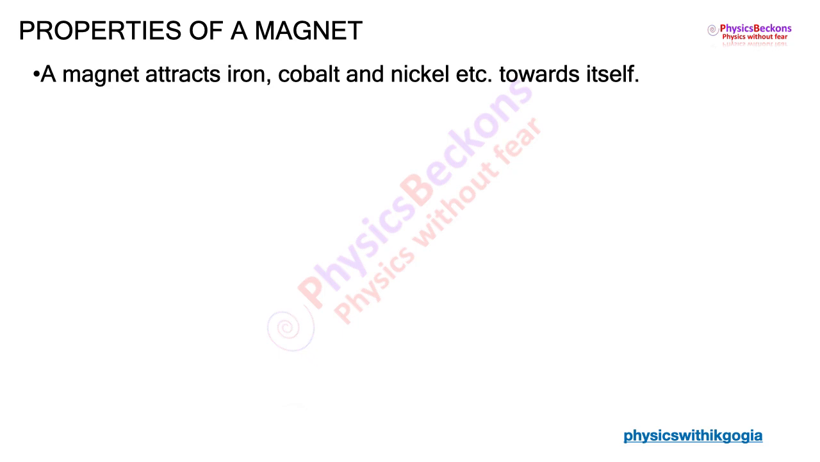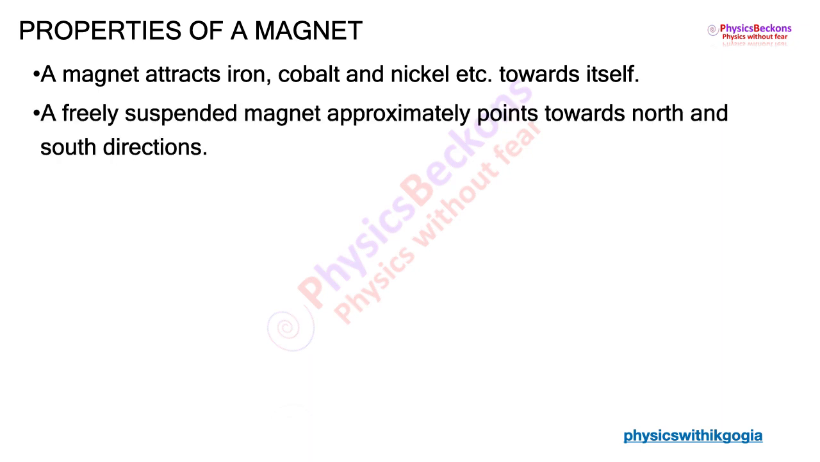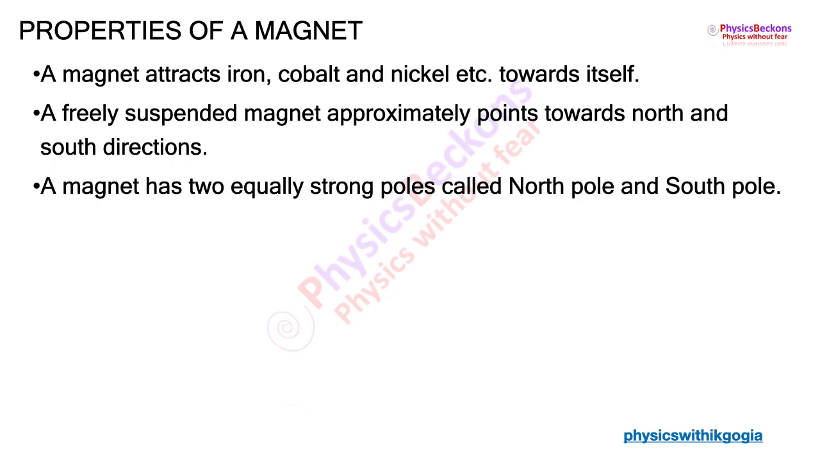Properties of magnet. First property, attracting iron, cobalt, nickel, etc., is called attractive property of the magnet. The second one is directive property, comes to rest in north-south direction when it is freely suspended. A magnet has two equally strong poles which are called north pole and south pole.